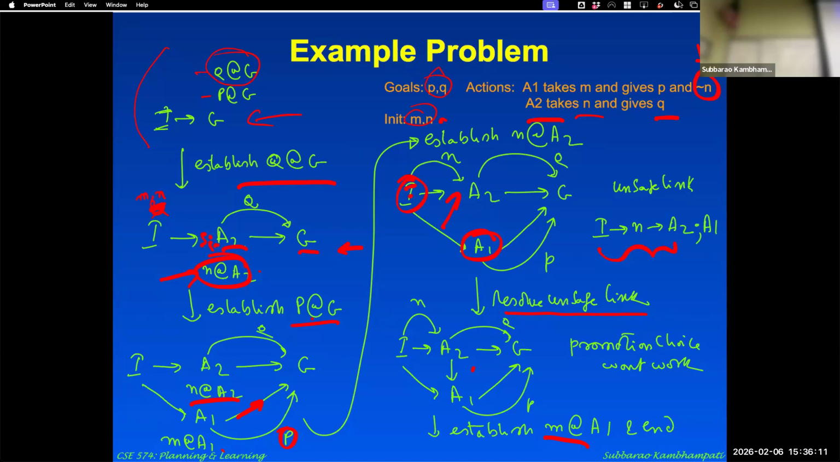As A1 is the unsafe link, is it promotion or demotion that we put it after A2? The unsafe link is not A1. The unsafe link is actually the link giving N to A2, with A1 being the threat. And what did you do? You put A1 after A2. That is demotion. Promotion means putting it earlier, and demotion is later. The names are less important. They're nice, colorful names, but really all you're doing is changing the ordering.